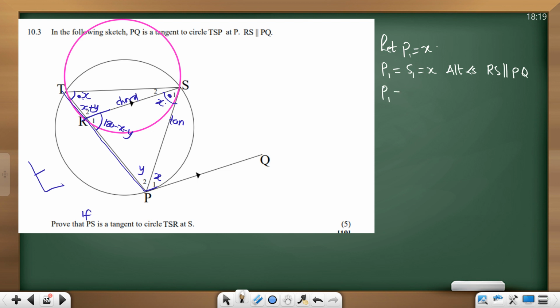But the same P1 is equal to what? T. Why? Tan chord. So, S1 is equal to what? T. Therefore, PS is a tangent. What's your reason? Converse of tan chord.